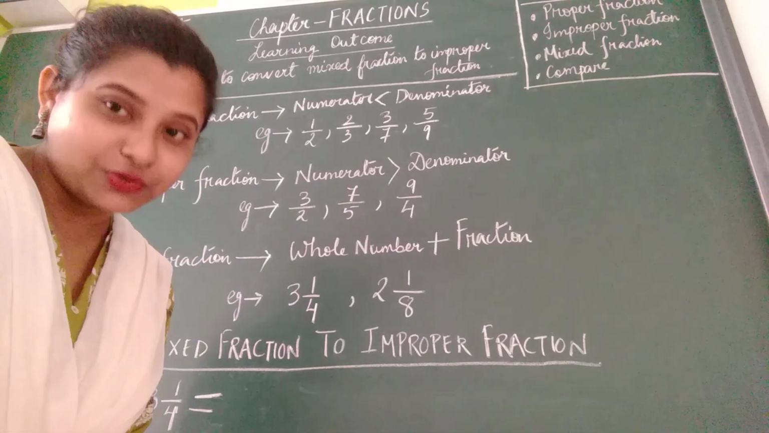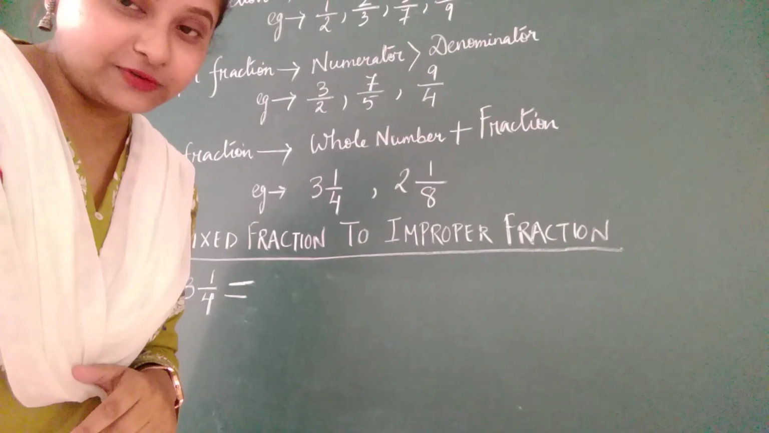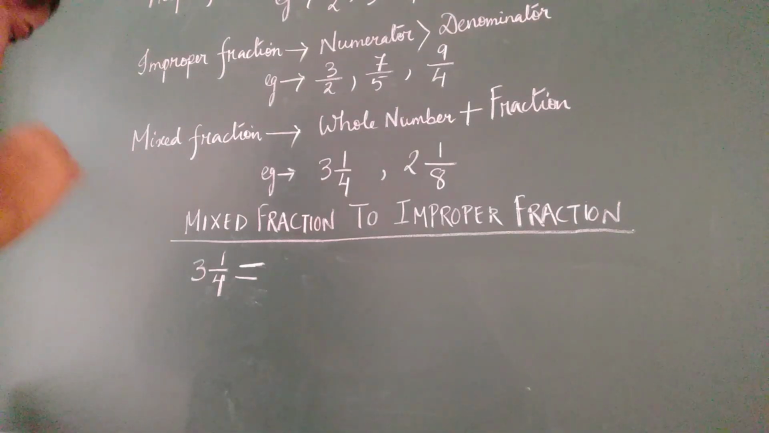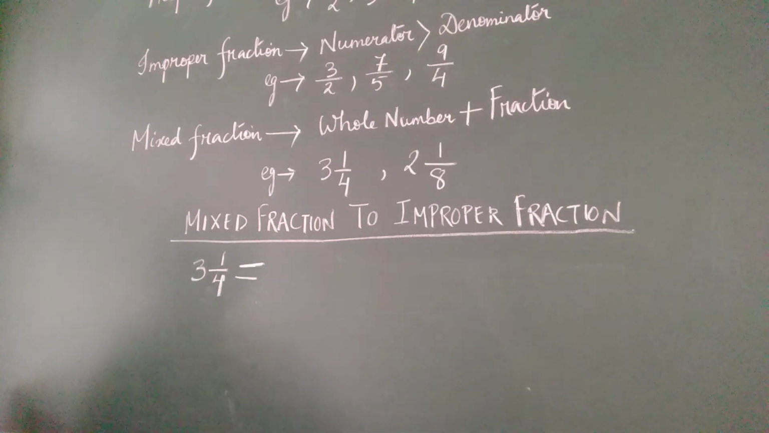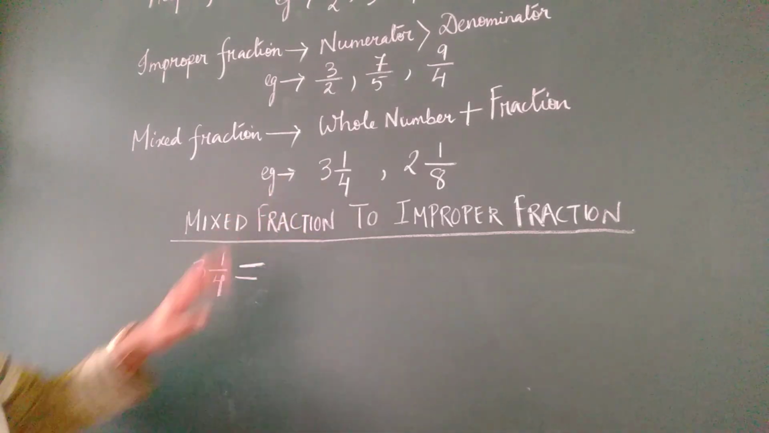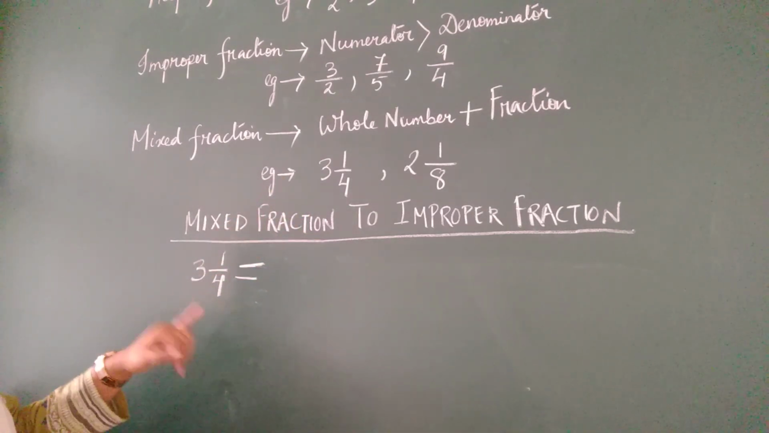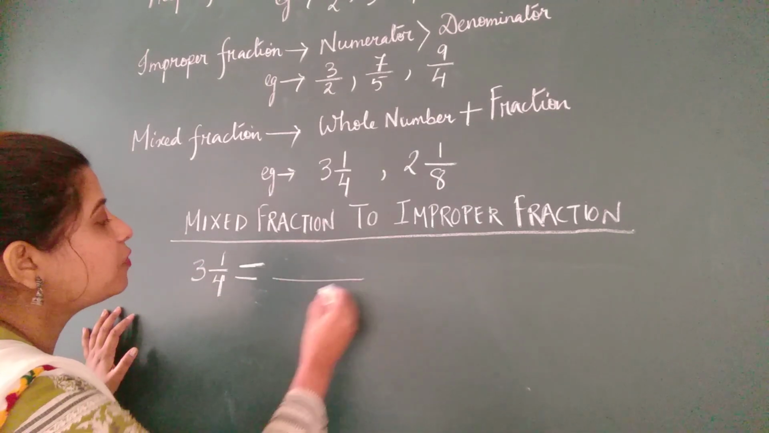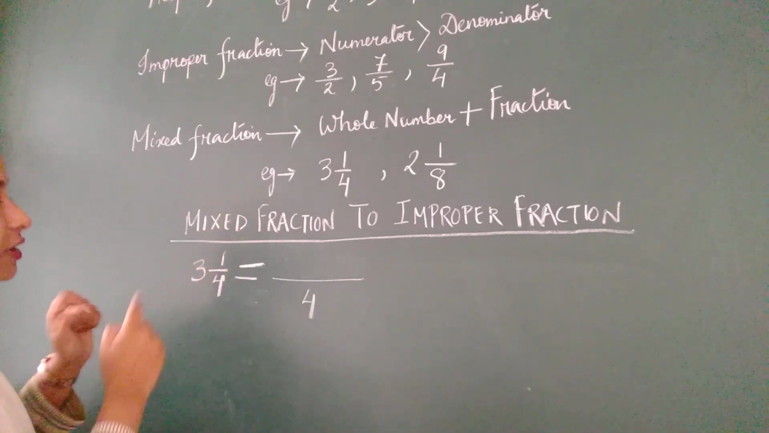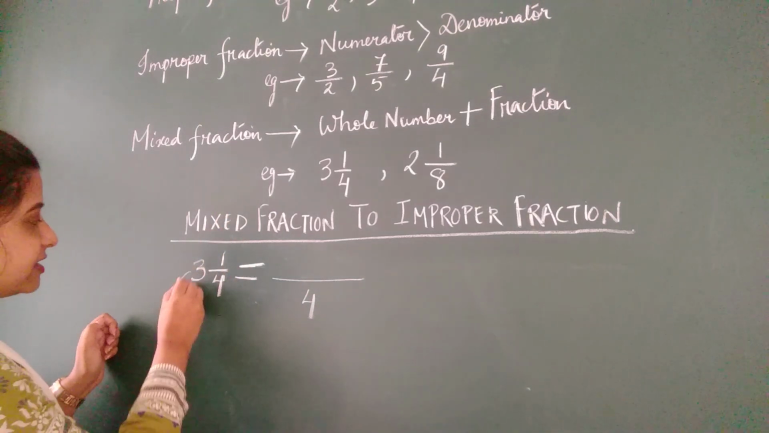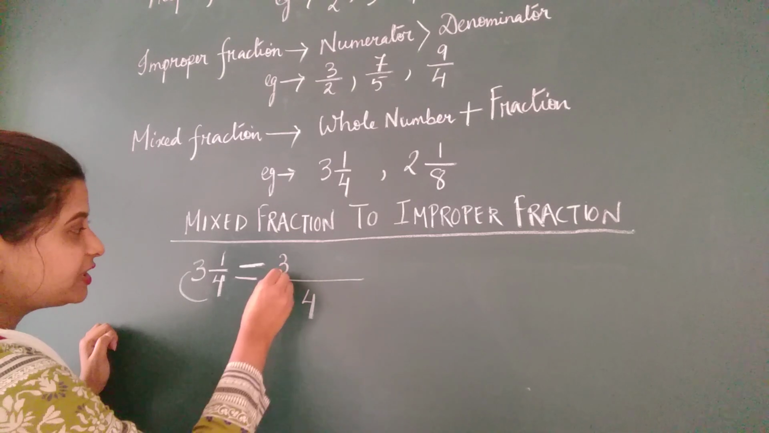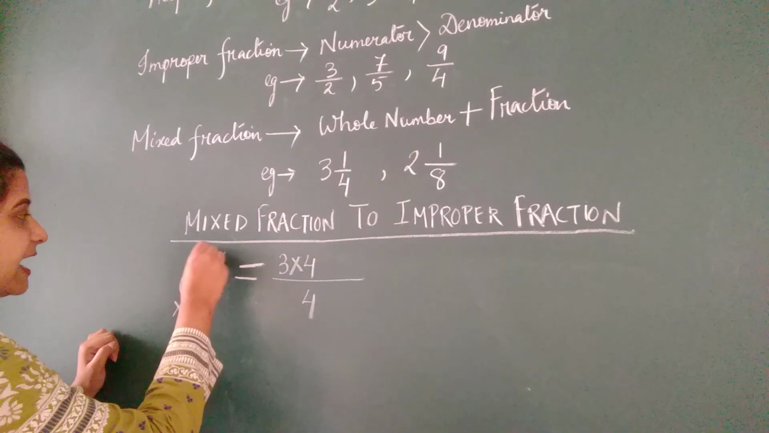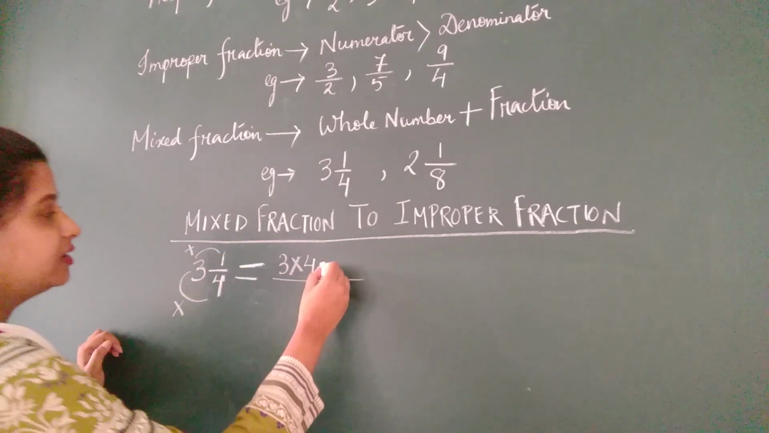Now what we are going to do is we are going to convert mixed fraction to improper fraction. So check how to convert mixed fraction to improper fraction. We have taken the first mixed fraction written 3 1 by 4. So what we are going to do is write 4 in the denominator. For the numerator you are going to multiply these two. Alright. So 3 into 4.